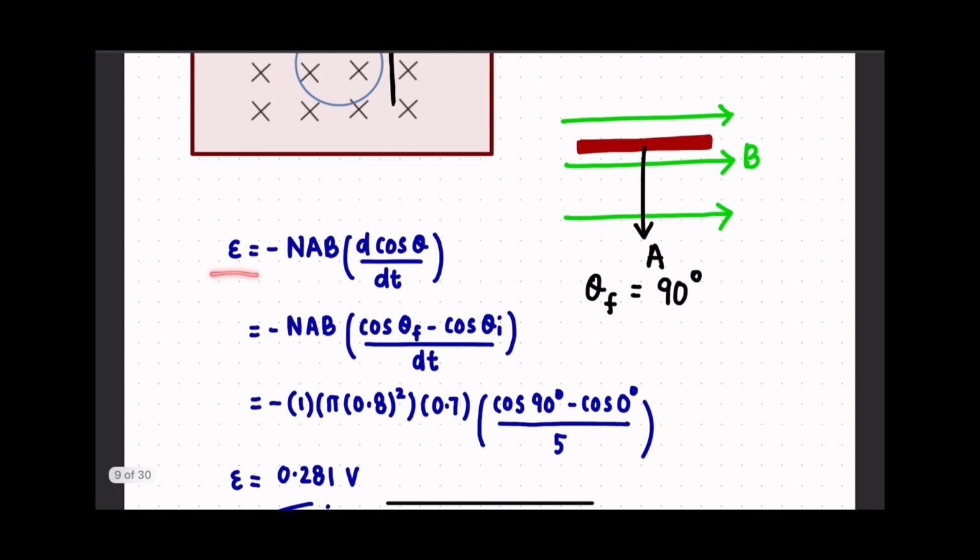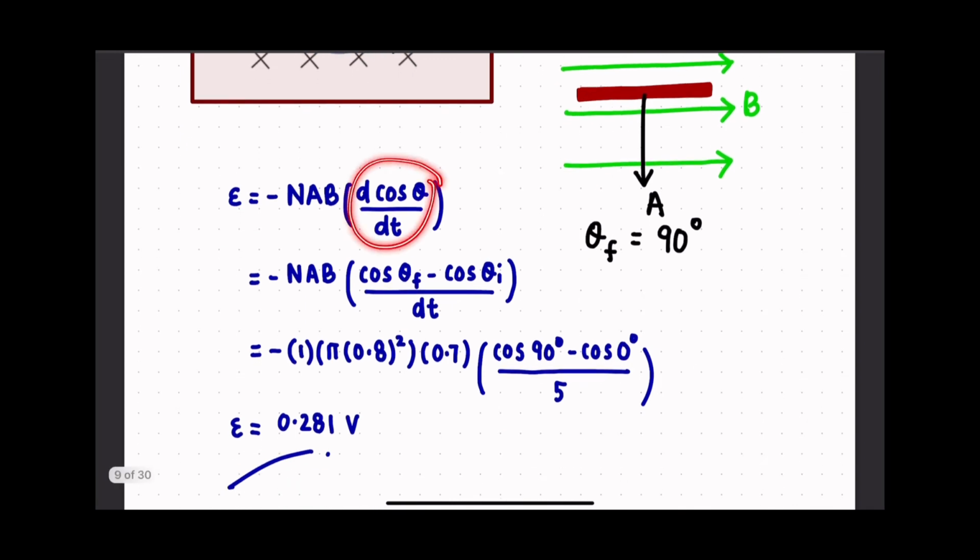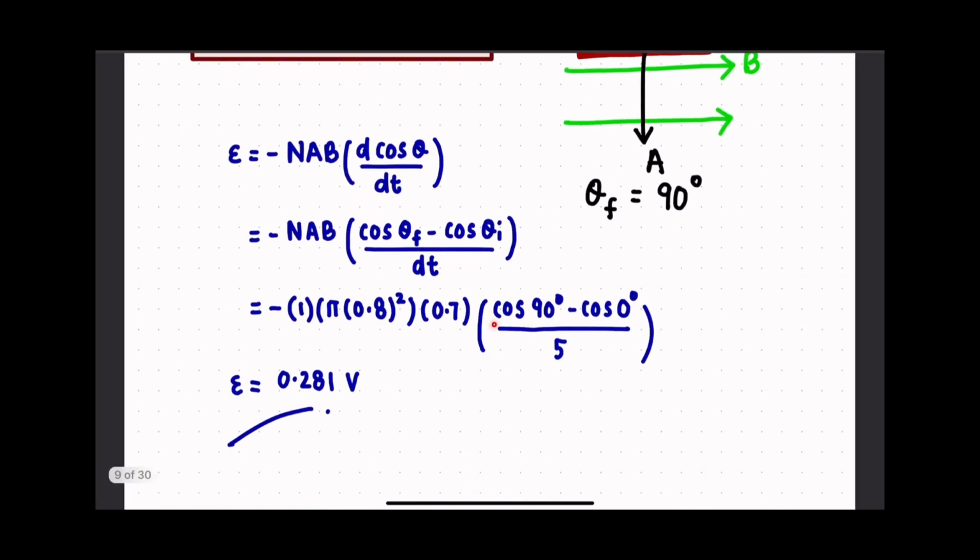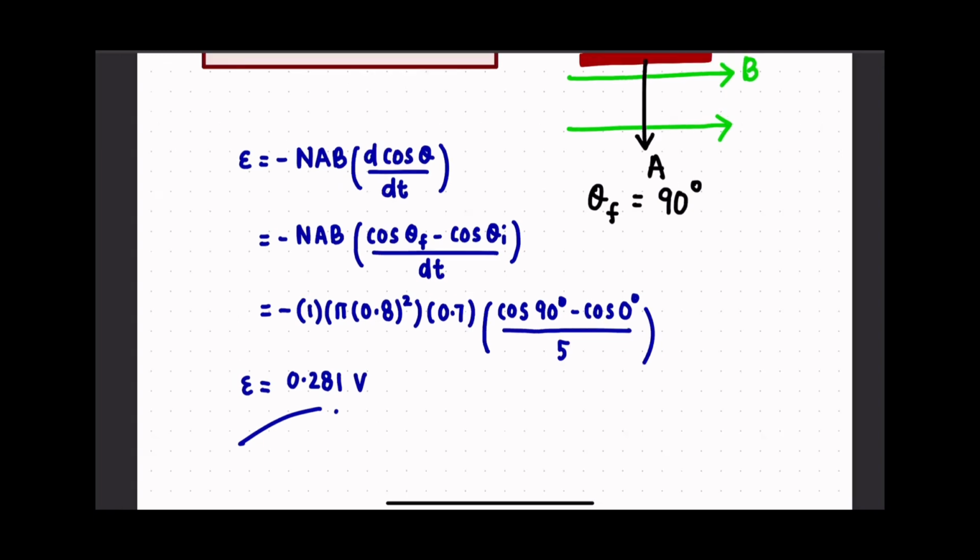Okay, put it into the formula of induced EMF with changing rotation. So cos final minus cos initial, divided by 5. So we will get 0.281 volt. Okay, alright.